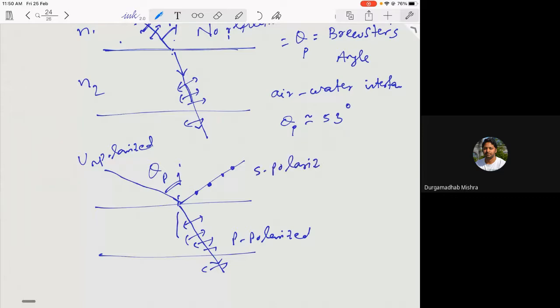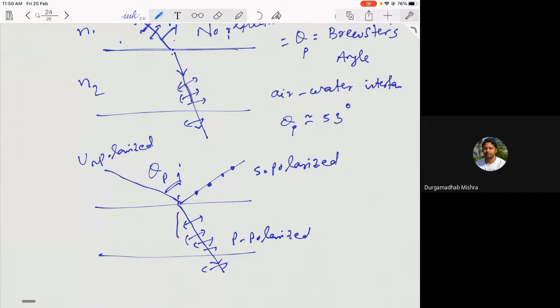So what is s-polarized? The electric field is now perpendicular. The dot means it is perpendicular to the plane of the paper, or the plane of incidence. So the electric field is oscillating perpendicular to that. So you can get a polarized wave if you satisfy this condition under reflection.